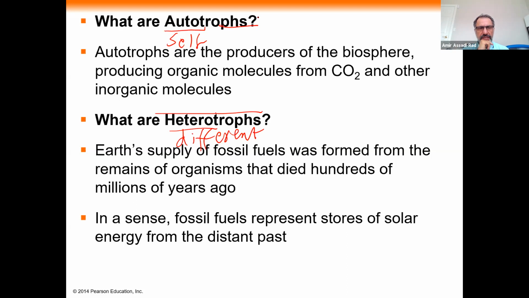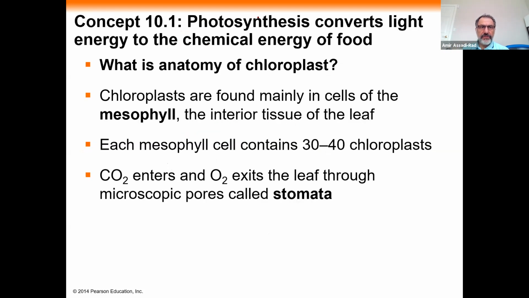The Earth's supply of fossil fuels was formed from the remains of organisms from long ago. The energy in fossil fuels represents solar energy. So you can read all of that and enjoy it. Photosynthesis converts light energy to the chemical energy of food. And what is the anatomy of the chloroplast? That's what I'm going to talk about next.